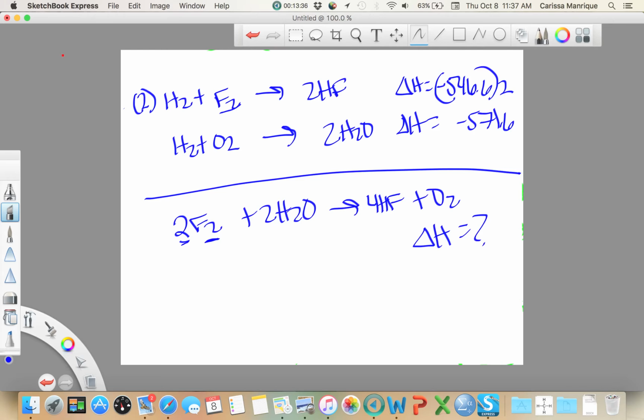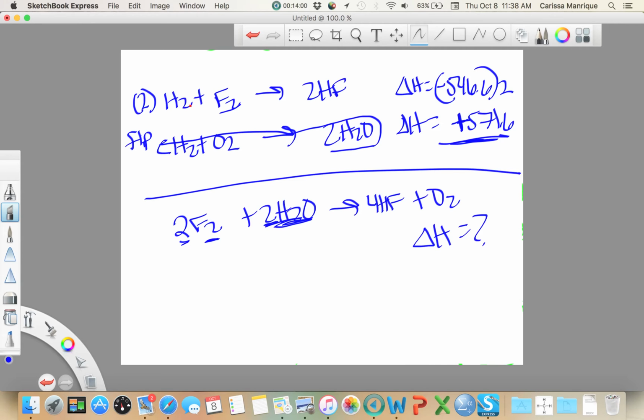Now water, I want as a reactant, and I want a 2 in front of it. So I look right here, H2O has a 2 in front of it, but it's a product. So what do I do? I want to flip it, to be on the other side. When I flip a whole reaction, I have to flip the sign of this delta H. So instead of being negative, it'll now be positive.